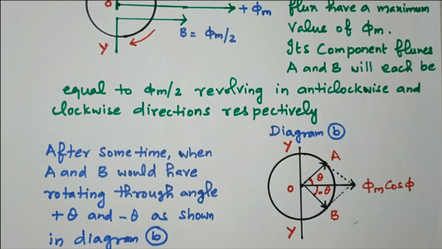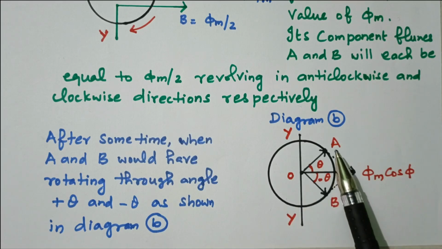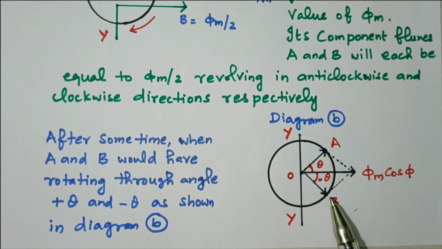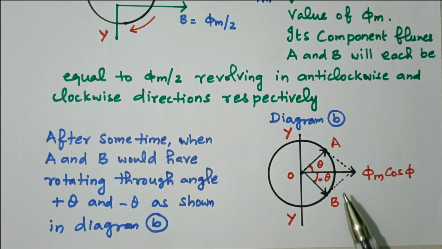Refer to this diagram B. After some time, when A and B would have rotated through the angle plus theta and minus theta as shown in the diagram. We know that A is rotating in anti-clockwise direction, B is rotating in clockwise direction. After some time, it is in this position with an angle plus theta and minus theta. So the vector sum of these two is the resultant, phi m cos theta. By using the parallelogram theorem, we can find the resultant vector, that is the vector sum of A and B.